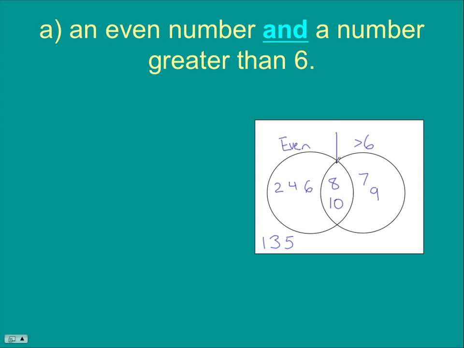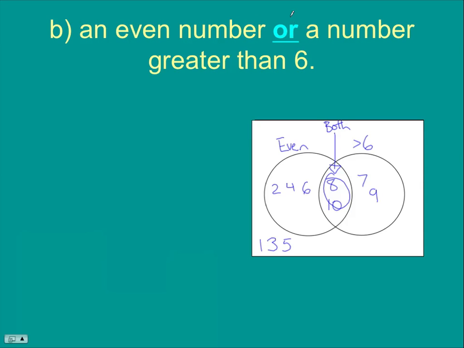And 10 is both even and greater than 6. So when we look here, everything in the intersection is both even and greater than 6. Here you can see we have 2 items out of our 10 numbers. So we have a 2 in 10 chance, which we can reduce to 1/5 or 20%.